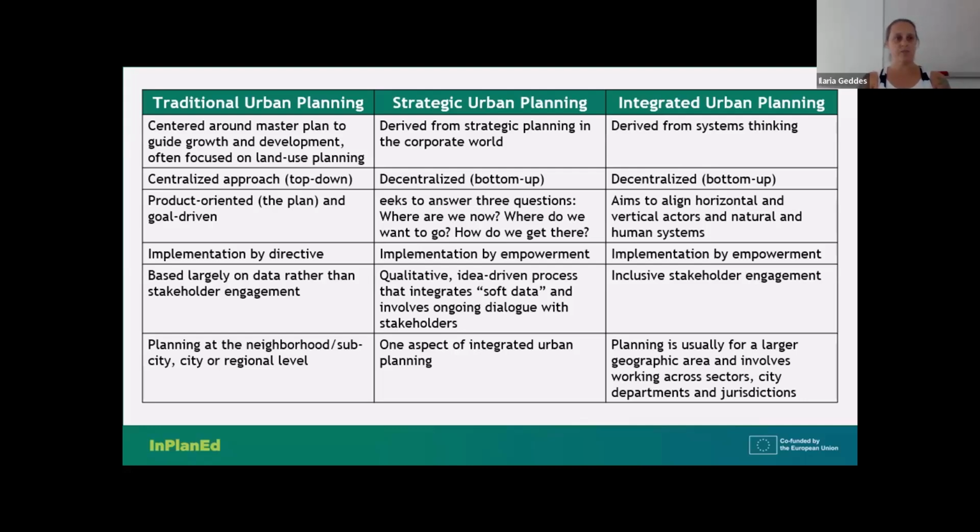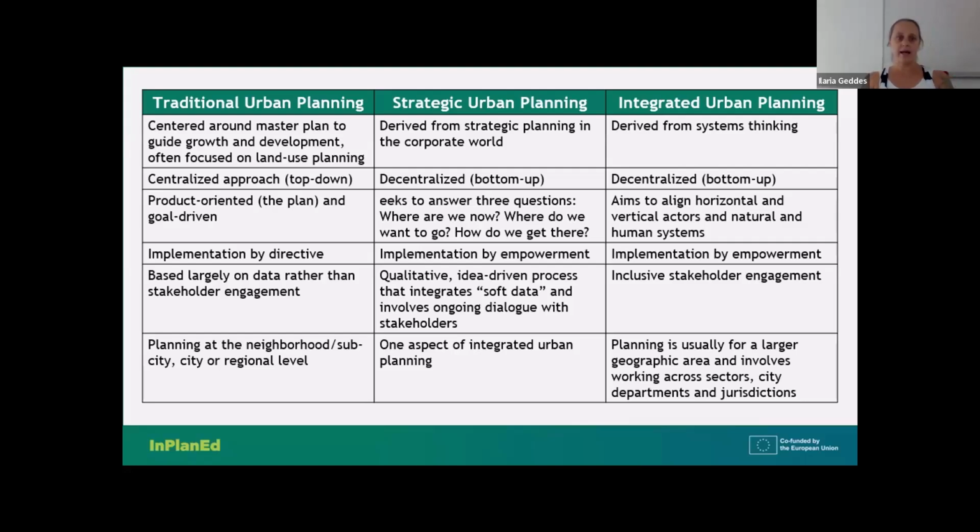Traditional urban planning is product-oriented, so it's about producing a plan. And again, this is the example that Ed was giving. You talk to transport planners and they say, we're going to build so many miles of railway, or you're talking to housing and we're going to build so many houses. But this is an output. It's a product. It's not an actual outcome.